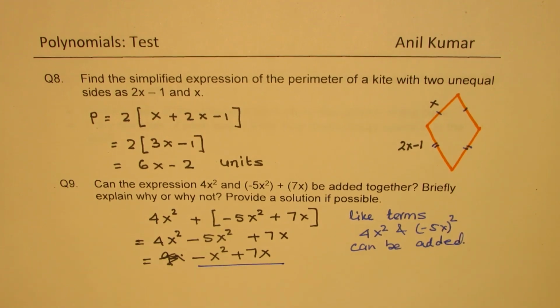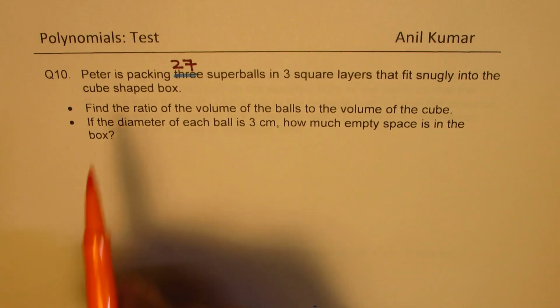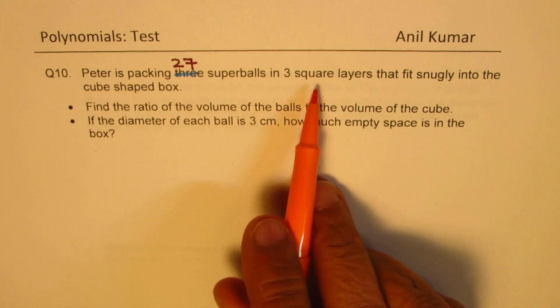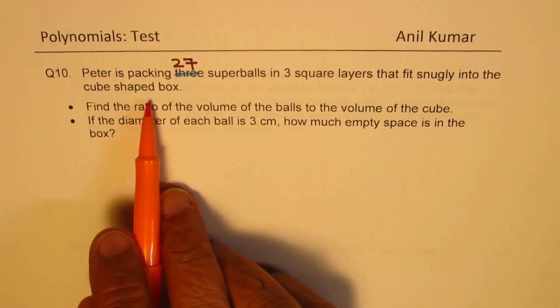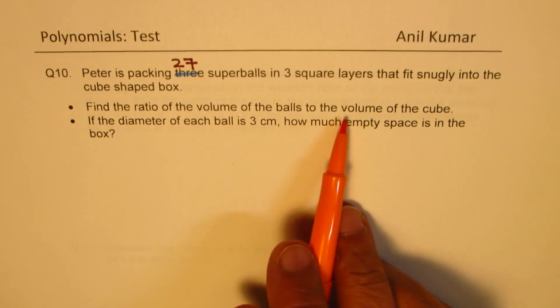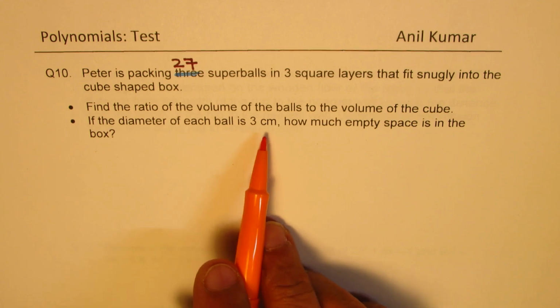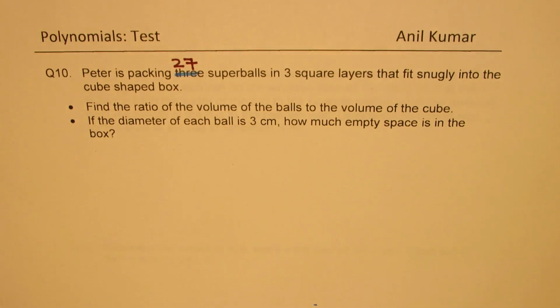And that is what you will get as your result. Clear? Question number 10. Peter is packing 27 super balls in 3 square layers that fit snugly into the cube-shaped box. Find the ratio of volume of the balls to the volume of the cube. If the diameter of each ball is 3 centimeters, how much empty space is in the box, right?